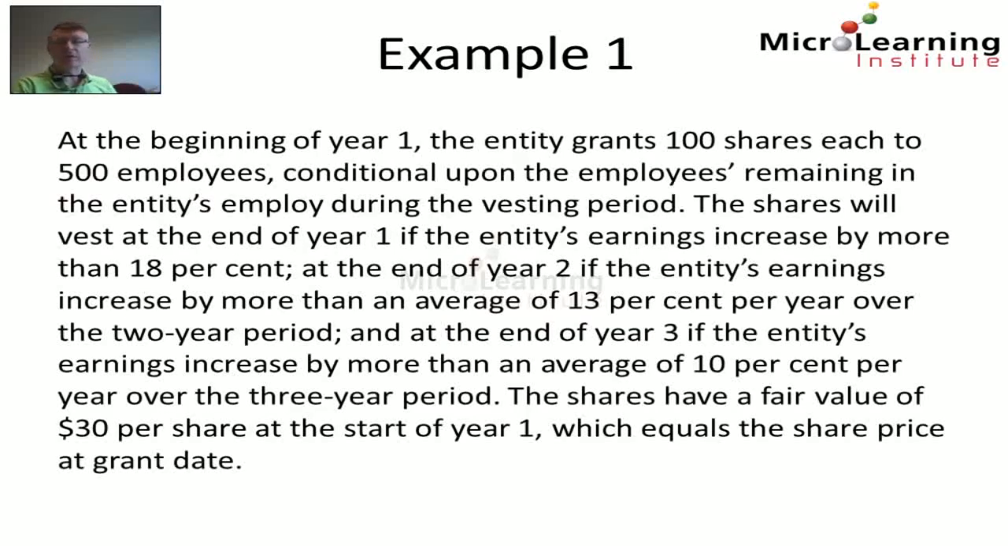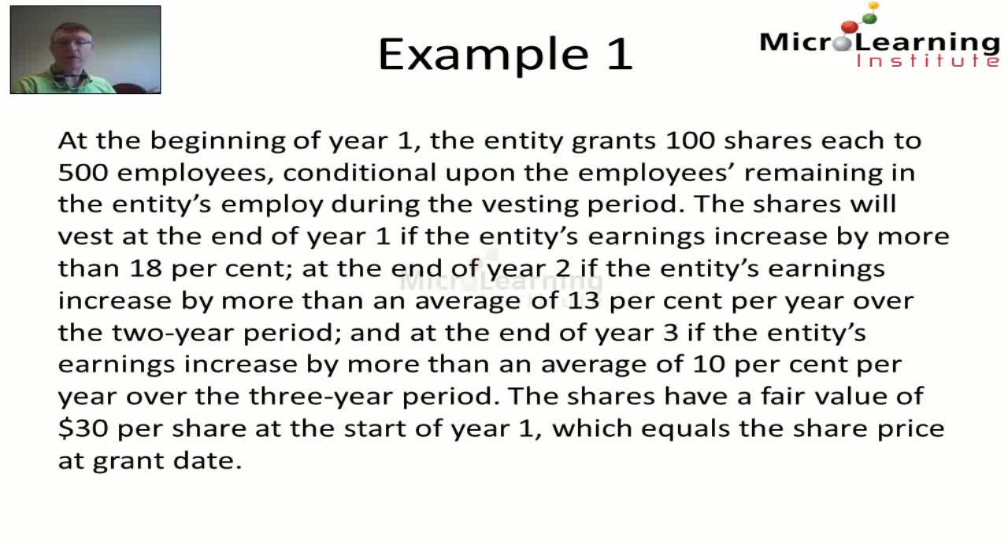In this example, we're told that at the beginning of year 1, an entity grants 100 shares each to 500 employees, conditional upon the employees remaining in the entity's employ during the vesting period. The shares will vest at the end of year 1 if the entity's earnings increase by more than 18%, at the end of year 2 if the entity's earnings increase by more than an average of 13% per year over the 2-year period, and at the end of year 3 if the entity's earnings increase by more than an average of 10% per year over the 3-year period.